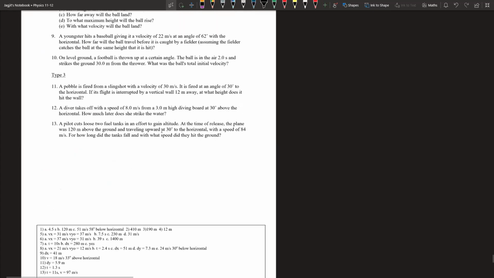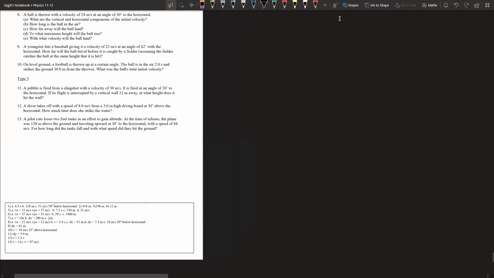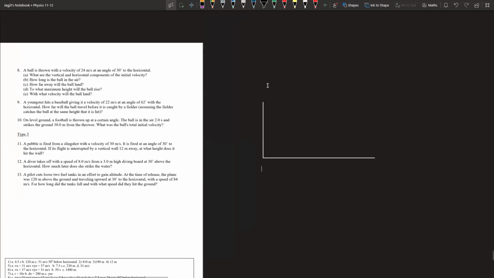Now we're going to do some type 3 projectiles, which are a bit different, a bit more challenging. Let me give you a question here, folks. This time around, you're not throwing a ball from the ground. You're standing on a building, and let's say this building is 10 meters high. From the top of the building, you kick this ball, which goes like this, and eventually it hits the ground.